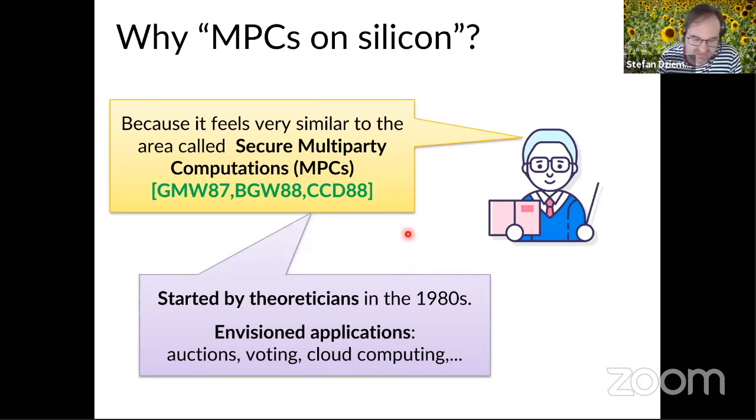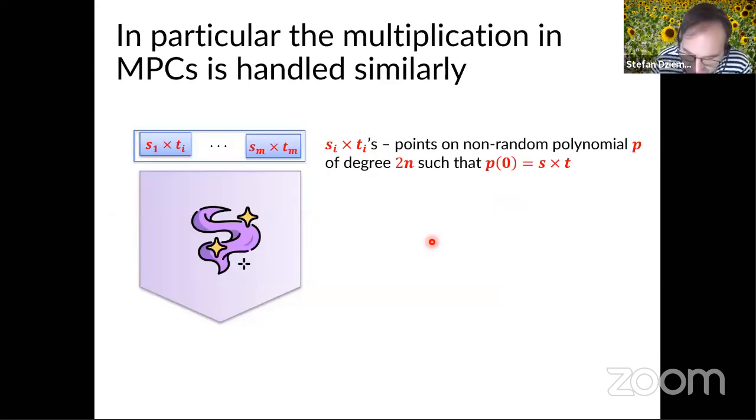So there's not time for me really to show you how it works in detail, but basically the key point is that if you look at MPCs, then they also have this problem. So what they do there is they share their secrets using polynomials. Okay? So they also have a situation at some point that they have some points on a random polynomial of degree 2t that evaluates to something at 0, so this is like Shamir's secret sharing.